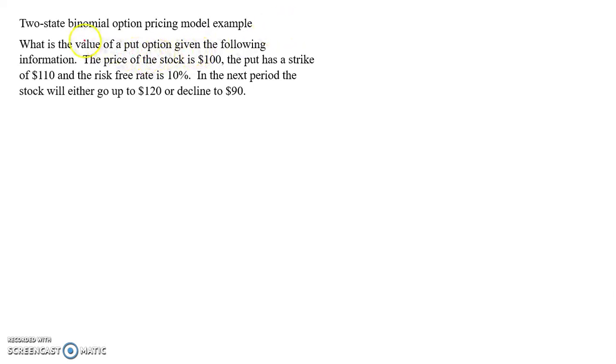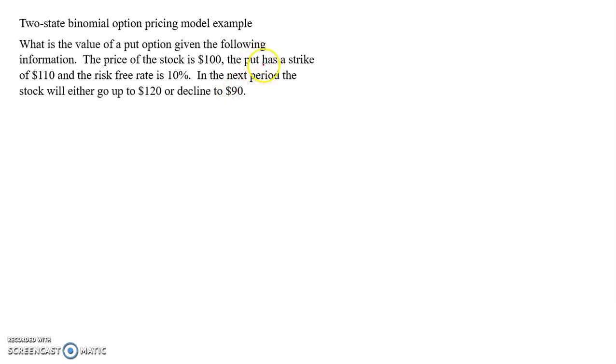Okay, this is another two-state binomial option pricing model example. In this case, we've got a put option. Same factors as before. Stock price is 100. The put has a strike of 110. The risk-free rate is 10%. And again, over the next period, the stock will either go up to 120 or decline. Again, the probabilities or likelihood of each are the same.